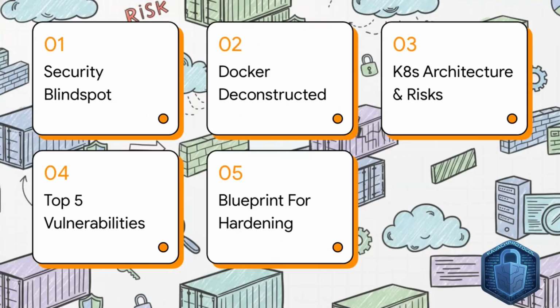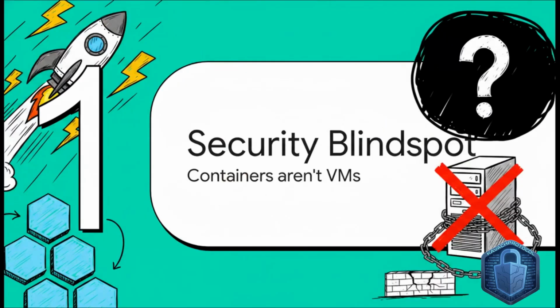So here's our roadmap to take back control. First up, the container security blind spot. Second, deconstructing Docker containers. Third, Kubernetes architecture and risks. Fourth, the top 5 container vulnerabilities. And finally, your blueprint for hardening. Let's get into it. Part 1. The container security blind spot.